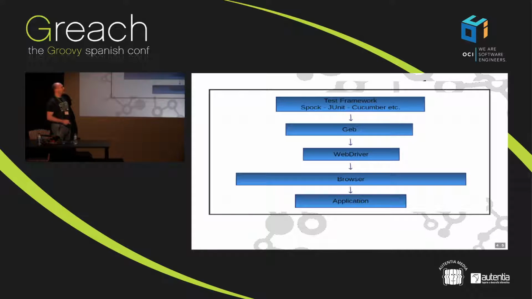So that leads us to this kind of stack. Another level of indirection is always possible. So we typically use Spock that interacts with JEB. JEB uses WebDriver that interacts with the browser, and that's how we communicate with the application.